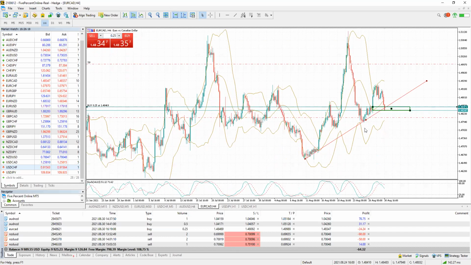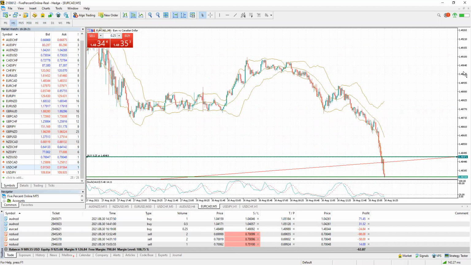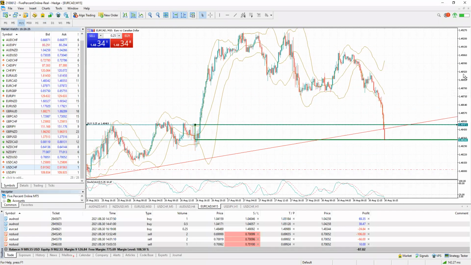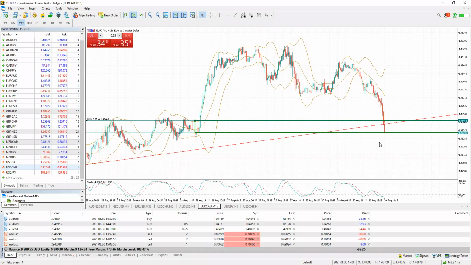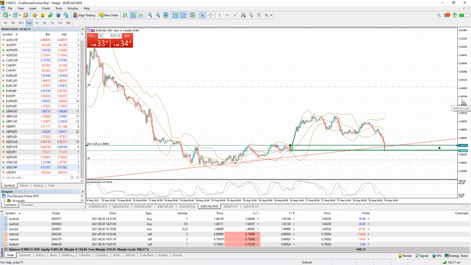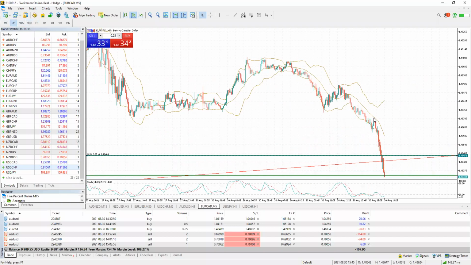Okay, let's just verify the EURCAD. Actually, the EURCAD is not reacting. No reaction at all on the EURCAD. Maybe I had to wait for any confirmation, but you know, we will see. We will hold it and see what's happening.